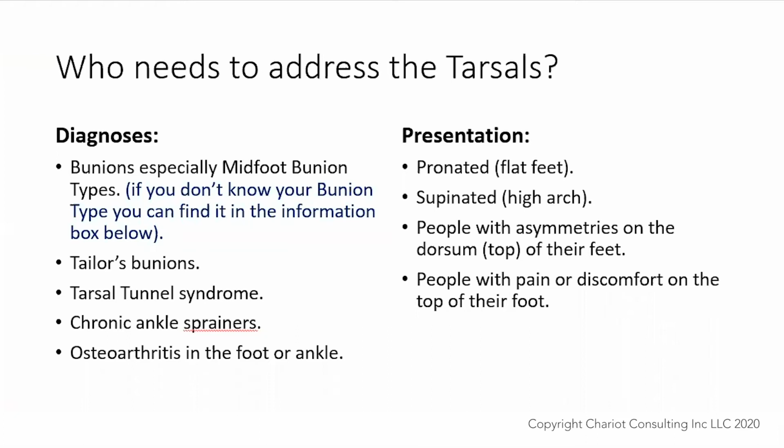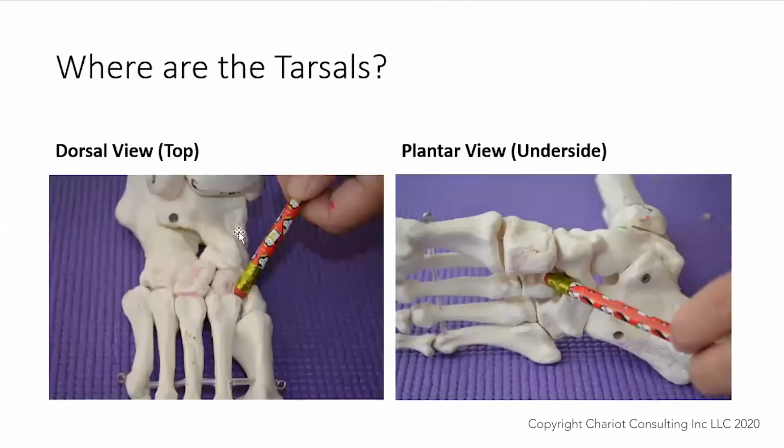Now, where are the tarsal bones? The tarsals are these flat, kind of rectangular looking bones, and they articulate or touch individual different metatarsals, which then correspond to each toe. And so the first three tarsal bones attach or are connected to the first three metatarsals, the first, the second, and the third. And then the fourth and fifth share a tarsal bone as well.